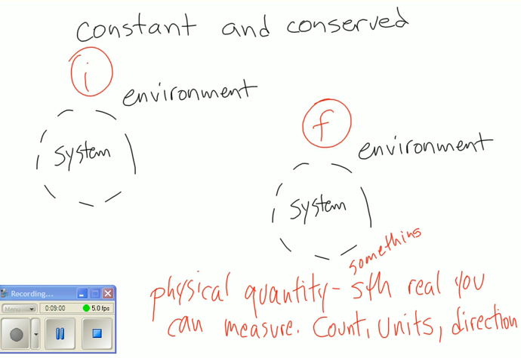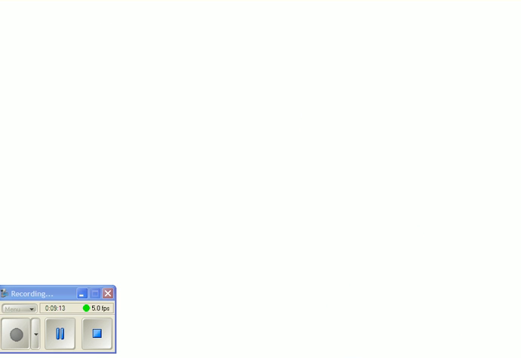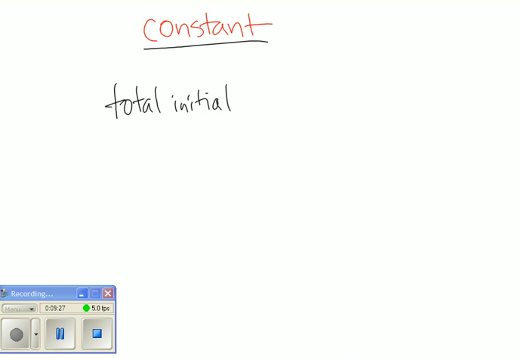So once you can turn it into a number, we can look at characteristics of the number. Something that can happen: a quantity might be constant. That means that the total in the initial state is equal to the total after.